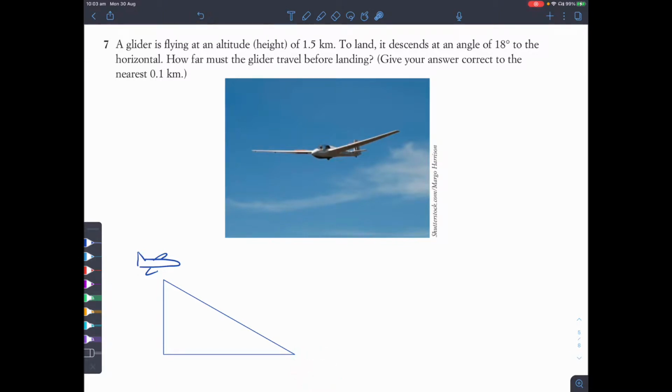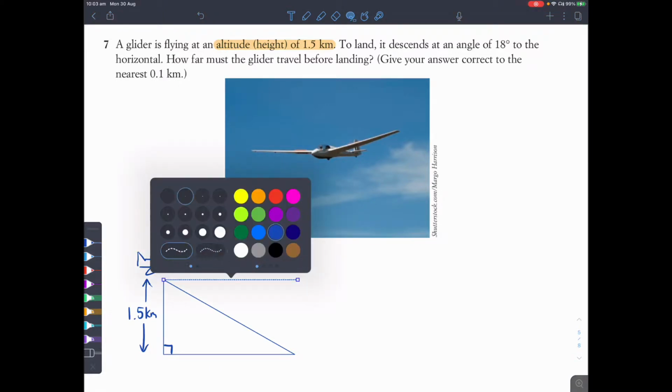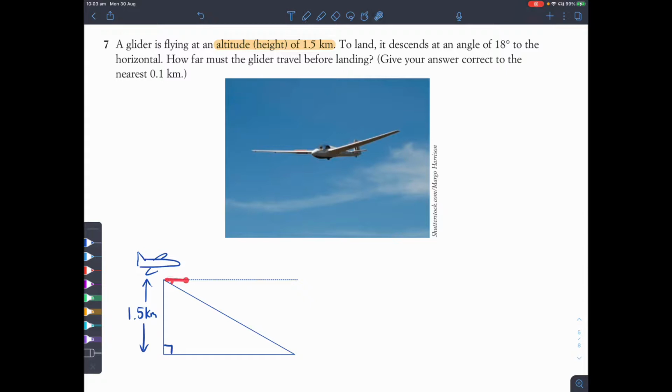So this word altitude means a vertical height of 1.5 kilometers. So there's my altitude of the plane. It's 1.5 kilometers above the ground, okay? And to land, it descends at an angle of 80 degrees to the horizontal. Okay. So what this means is this is our horizontal. So make dotted. And if this is our horizontal line, it's going to descend at 18 degrees to it.